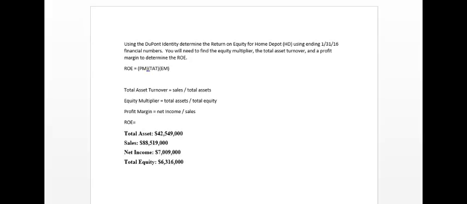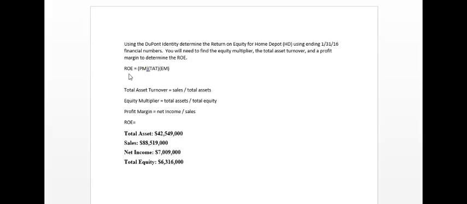We are looking to determine the return on equity in this problem set using the Dupont identity. We're going to use the Home Depot stock symbol HD with the ending numbers of 13116 found on Yahoo Finance. That's what we're going to use in order to determine this. So the question is, what is the ROE? That's the number we need to find.